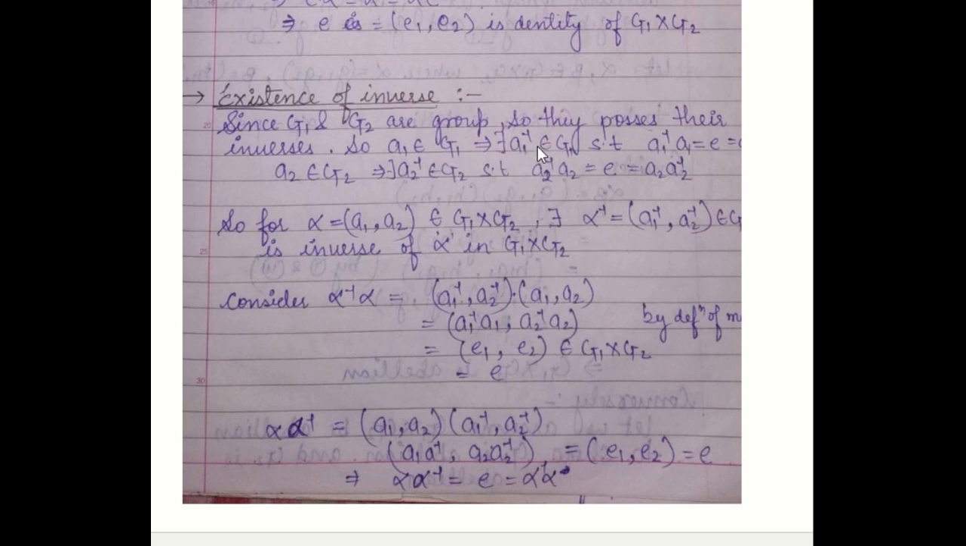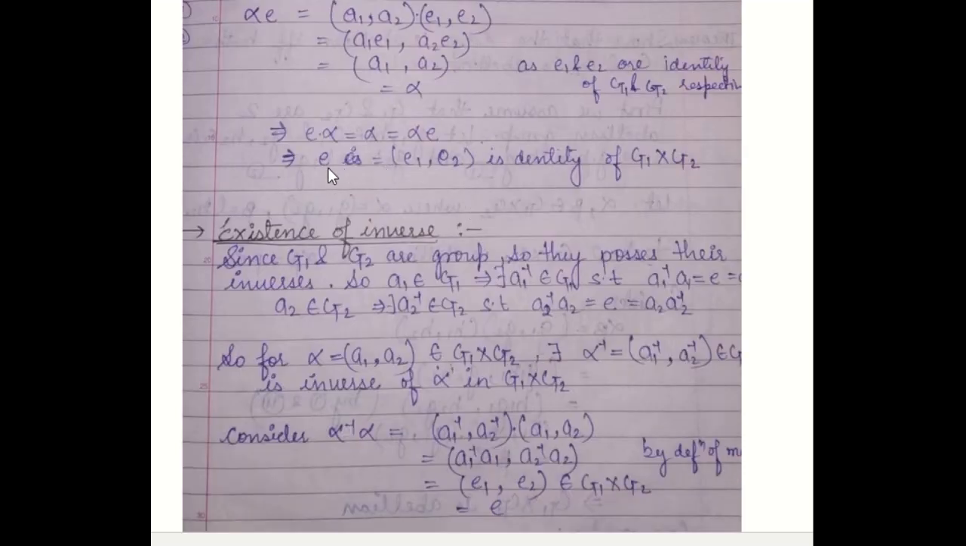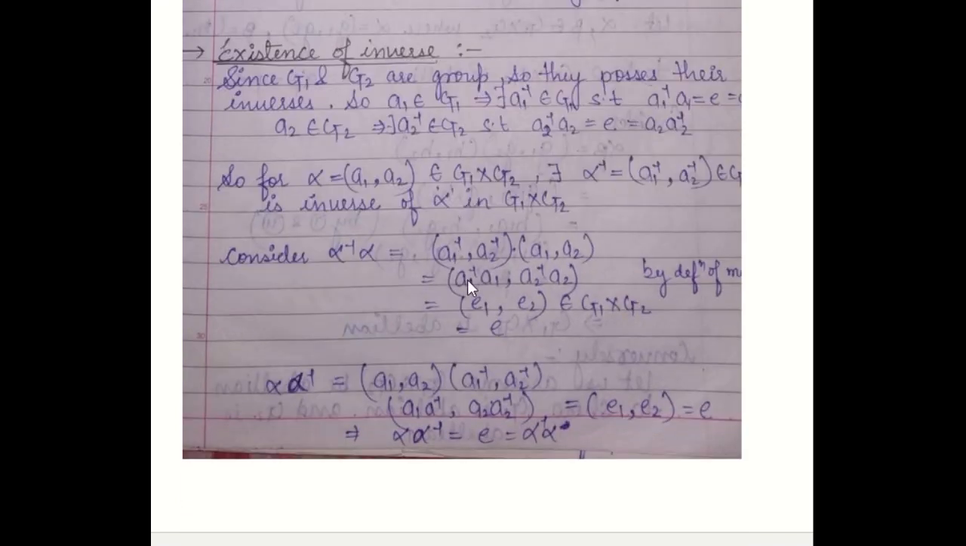But we have already assumed that A1 inverse is inverse of A1. So this will be equal to the identity of G1, that is E1, and this will be equal to identity of G2, that is E2. But we have defined E is equal to identity of G1 cross G2, which is equal to (E1, E2), where E1 is identity of G1 and E2 is identity of G2. So similarly, this will be equal to E.